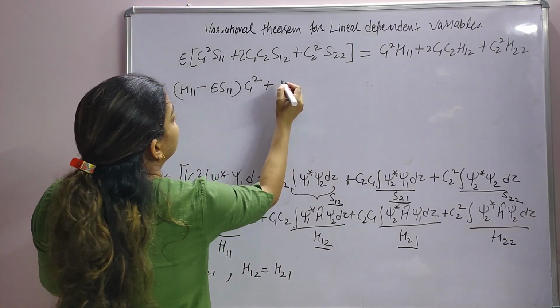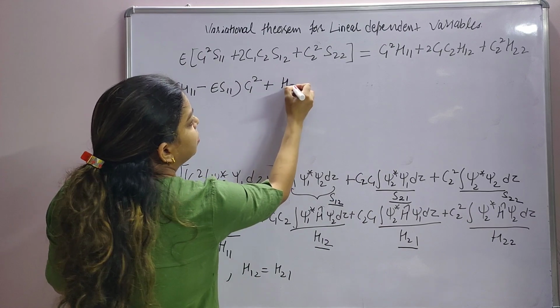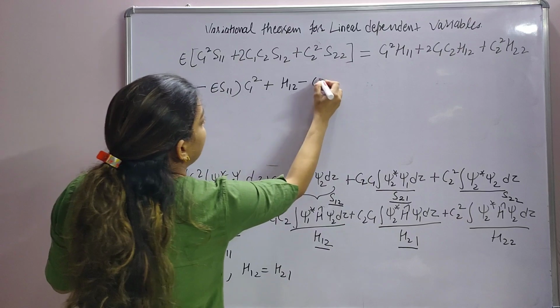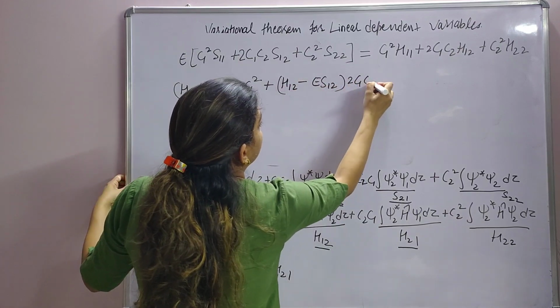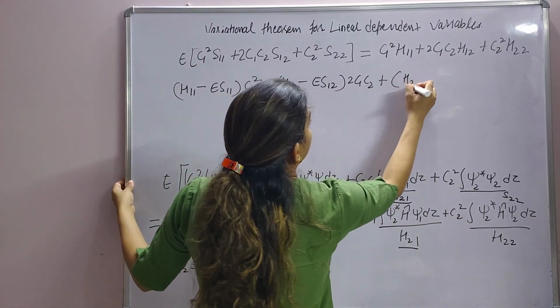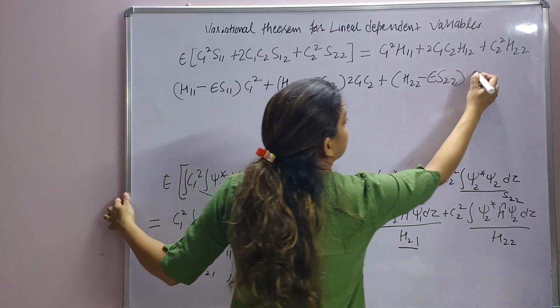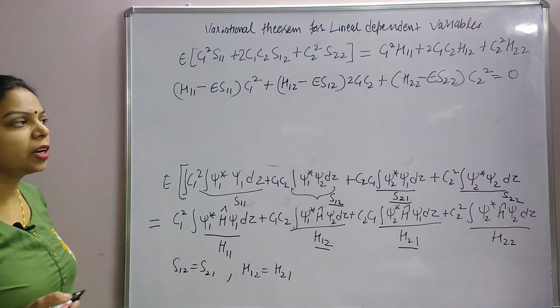Similarly for C2 square, for this first, I have H12 minus ES12 and 2C1C2 plus H22 minus ES22 C2 square is equal to 0. This will be our modified equation.